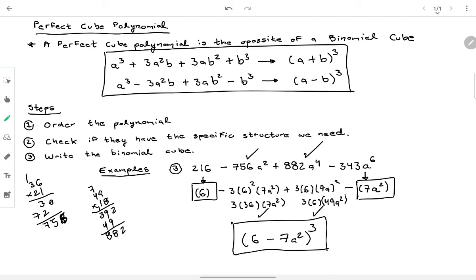So remember, a perfect cube polynomial is not a difficult topic. We only need to check out if the structure we have is the one we need for a perfect cube polynomial. And if it is that structure, then transform it to a binomial cube. So that will be it for today's topic. It's an easy one. So you can do the activity that is called perfect cube polynomial.